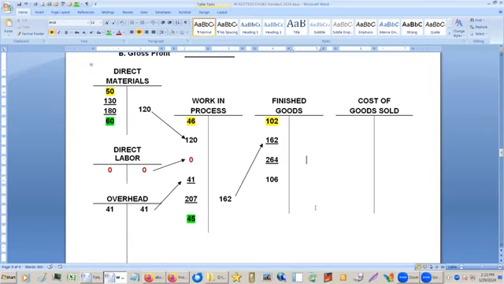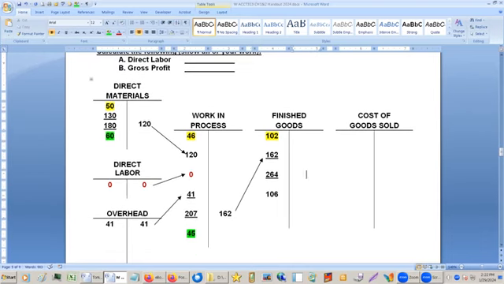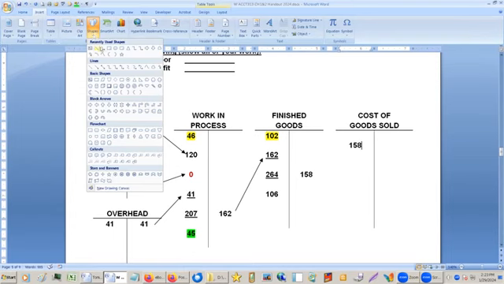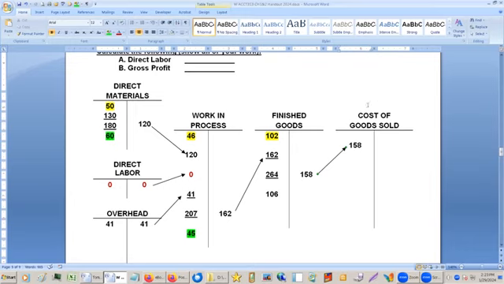And so how much did we finish? 164 minus 106. 158. Okay, so this says 158. I'm going to put that in here. Now, this actually isn't the correct cost of goods sold. This is the cost of goods sold, but it's cost of goods sold without.